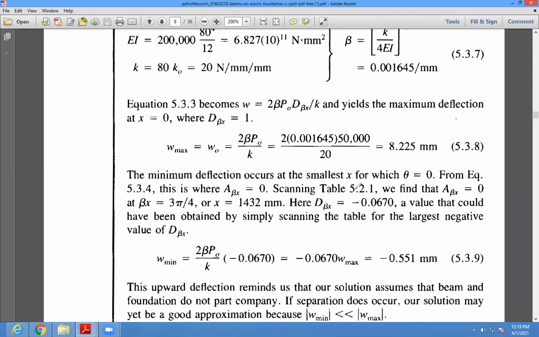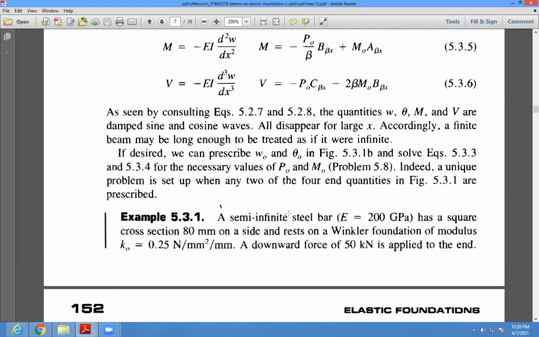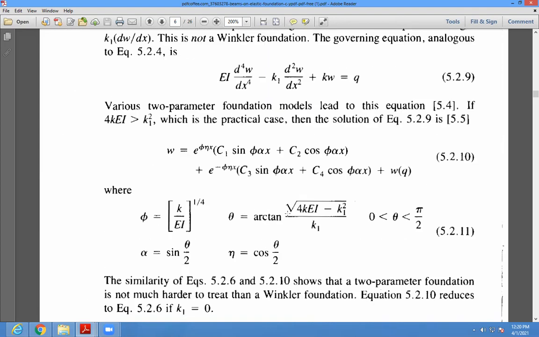For smallest value, this is already written, right? So at beta x equal to 0, a beta x is 0. From the table, at beta x equal to 0, a beta x equal to 0. So at beta x equal to 3 pi by 4, we will check in the table.